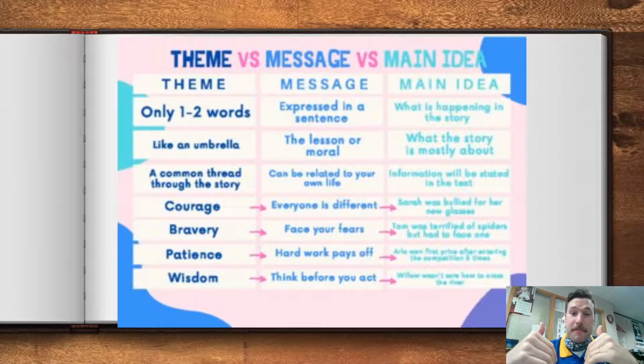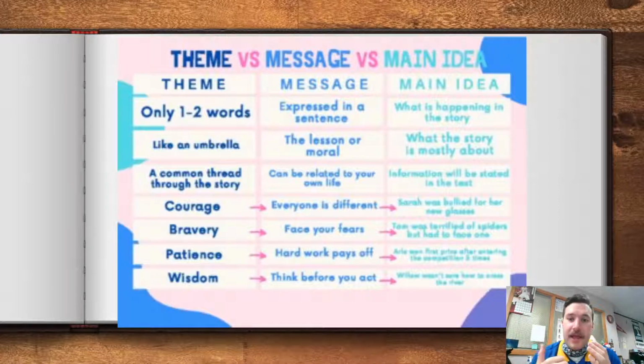Now this is different than the message because it's expressed in a sentence. A message is like a sentence, and it can be related to your own life, and it's like what the author wants you to learn. So our theme might be courage, but our message could be everyone is different. Or our theme might be bravery, and this is a great example. Our theme is bravery, but what the author wants us to learn is to face your fears.